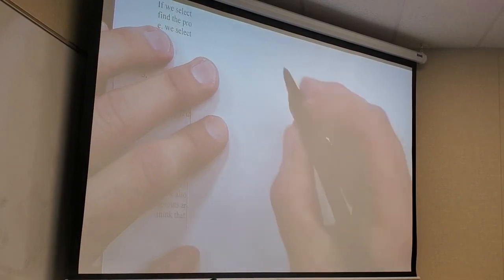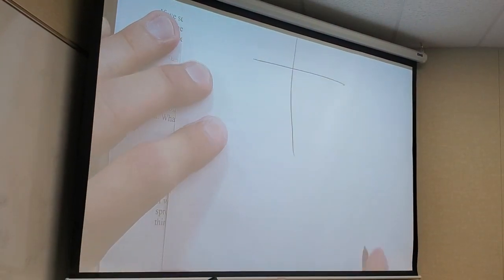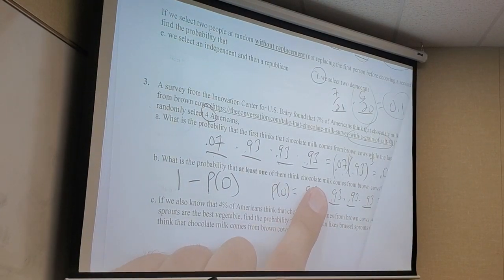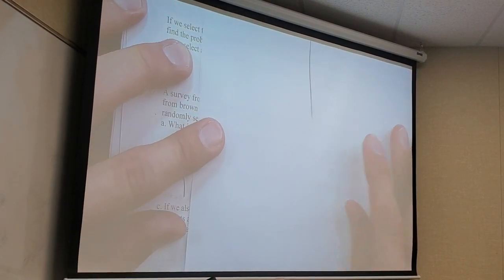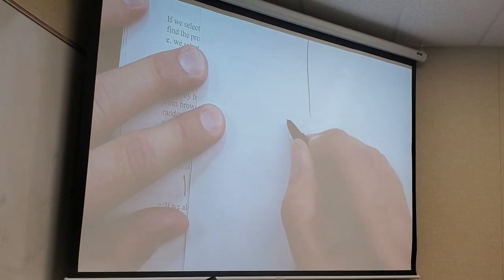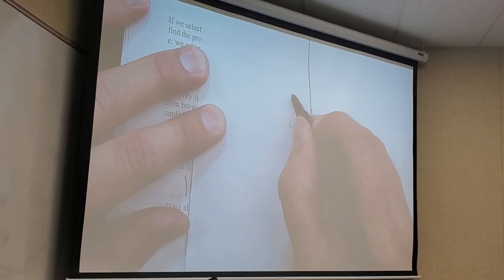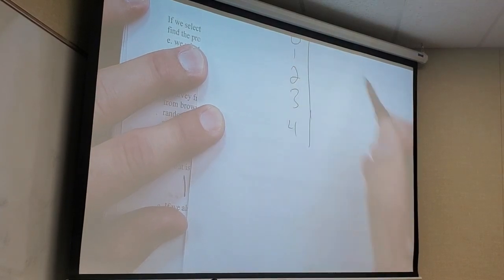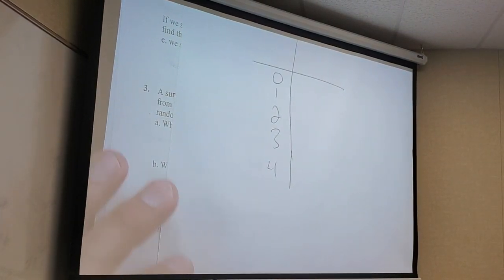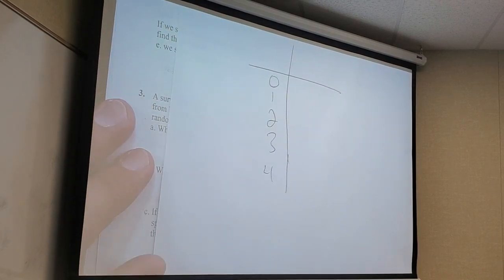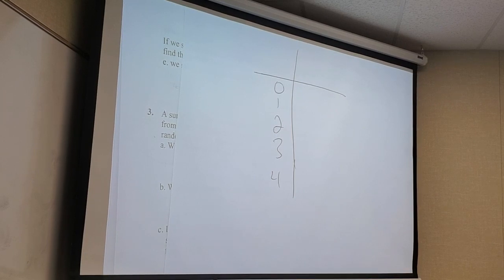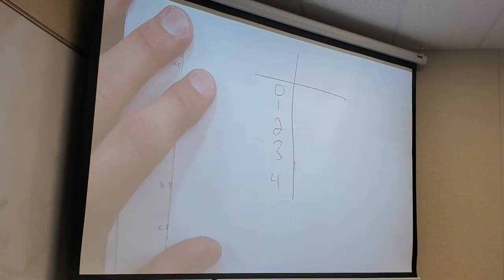So watch this. Real quick. This is important. How many people could think that chocolate milk comes from brown cows if I have 4 people? All 4, or 3, or 2, or 0. Okay. Or -1. That would be neat. That's getting a little tricky.